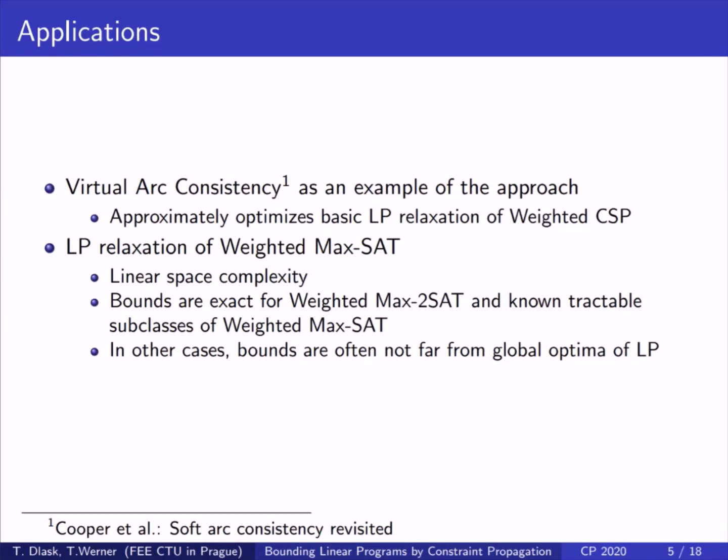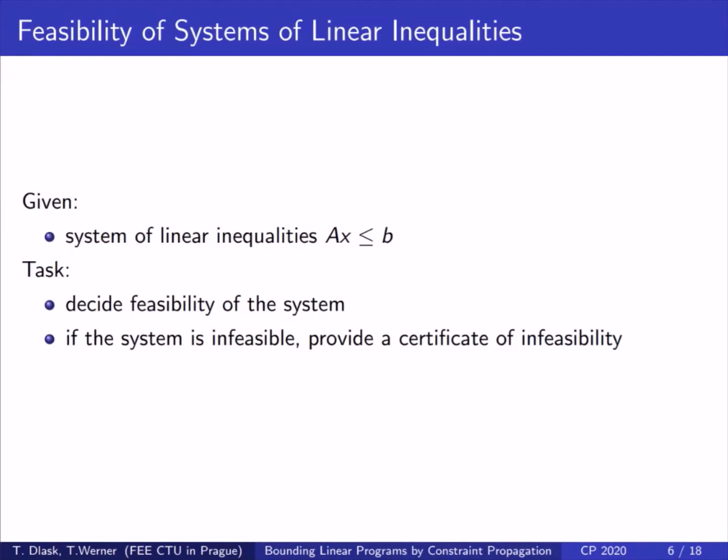We are now going to present our approach in detail. Let us now focus on testing feasibility of the complementary slackness conditions. For simplicity, we assume that the conditions are given as a system of linear inequalities where A and B are different than previously. The task is to decide feasibility of the system and, if it is infeasible, provide a certificate of infeasibility. Such a certificate has only polynomial size in this case.